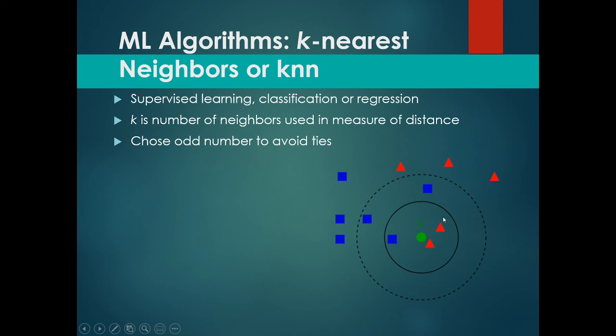Now let's say if we assumed the number to be 4, which is an even number and not an odd number, then the first nearest neighbor would be the red triangle, the second nearest neighbor would be this red triangle, the third nearest neighbor would be this square, and the fourth nearest neighbor would be this blue square. Now with this, it is difficult to predict as two of them are blue squares and two of them are red triangles. That's why we always choose odd number to avoid ties. And you can choose any odd number.